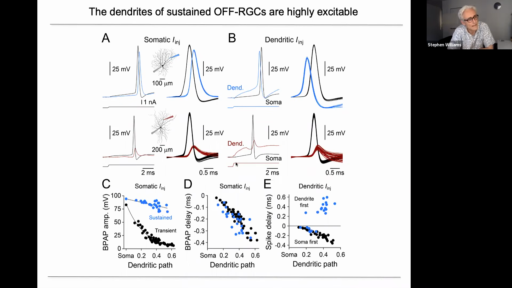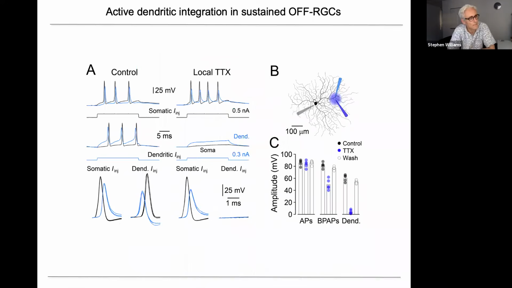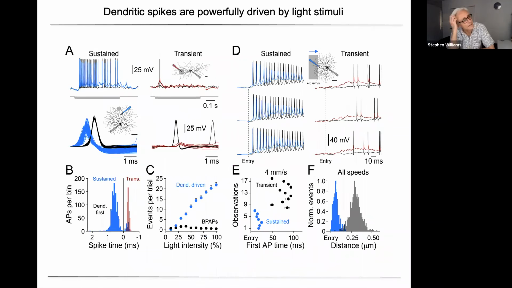And when excitatory input is given to the dendrite, we see action potential initiation first at the soma and then very weak backpropagation. So these cells that are sitting next to each other, both responsive to off stimuli, are night and day different in terms of their dendritic excitability. The sustained cells obviously are dendritic spiking. Those dendritic spikes, using the local TTX application method, are very similar to on-DS cells. And they're extremely responsive to light stimuli.